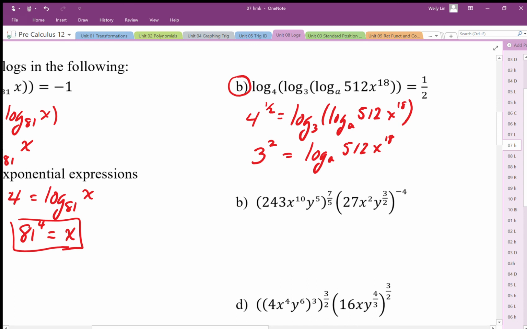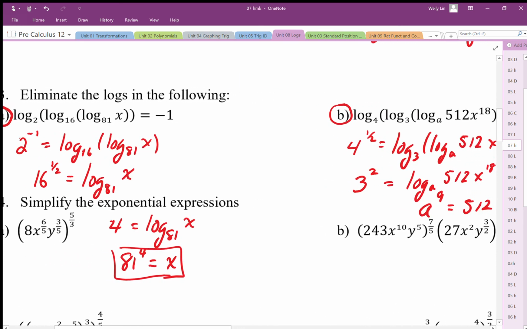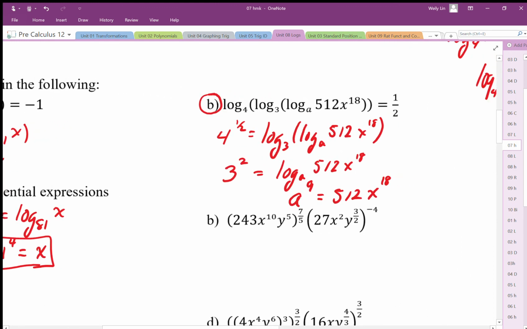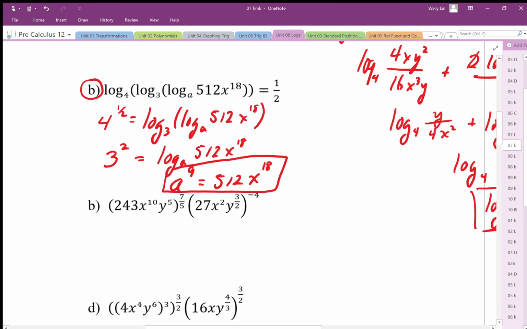So that is my power: 3 to the power 2 is 9. That's my new power. a is the base, so I get a to the power 9 is equal to 512 x to the 18. I think the question just asked to eliminate the logs. So that's the solution, eliminating the logs. But we could actually solve this.